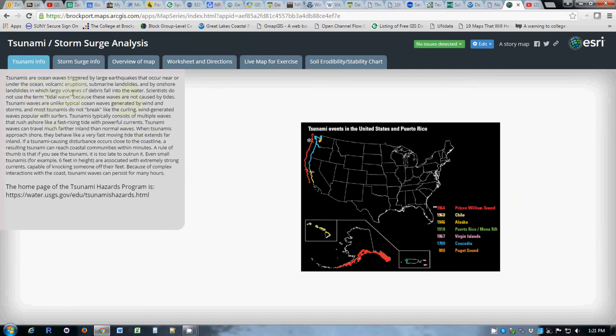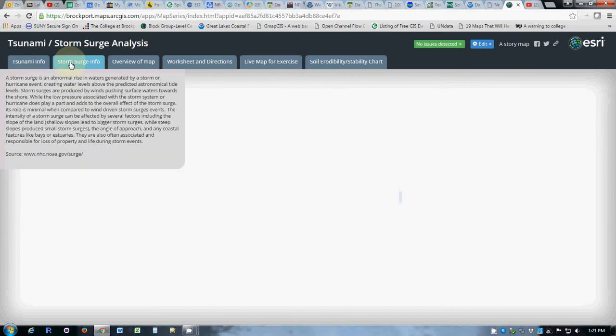The text box on this slide does give a summary of how tsunami occur and why they're dangerous, and some background information to support what we've learned in lecture. And the USGS does have a tsunami hazards program, and they have a home page at this location.